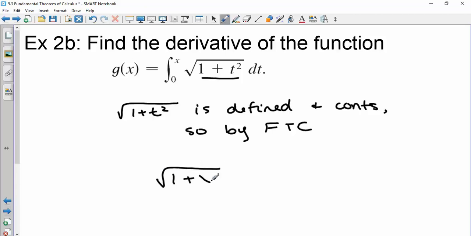Square root of 1 plus x squared. It has to go from a constant up to x. Has to be continuous and differentiable. And then all you have to do is change your variable. Now, if you were confused, you could actually integrate it and then do the derivative. You get the same thing. This just saves a lot of time.